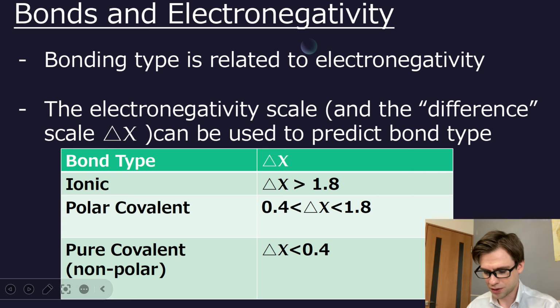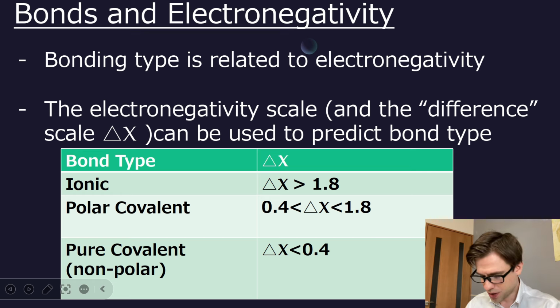Okay, so what can we say about this? Well, bonding type is related to electronegativity. The electronegativity scale, and specifically what you're usually going to be interested in, is the difference in electronegativity, delta chi or delta x. This can be used to predict what bond type is going to be made between these atoms. So if you have a difference of greater than 1.8, delta chi greater than 1.8, generally we label that as an ionic bond. One atom is going to take the electron so much that it will become an ion, and we'll get an ionic lattice solid at standard temperature and pressure.